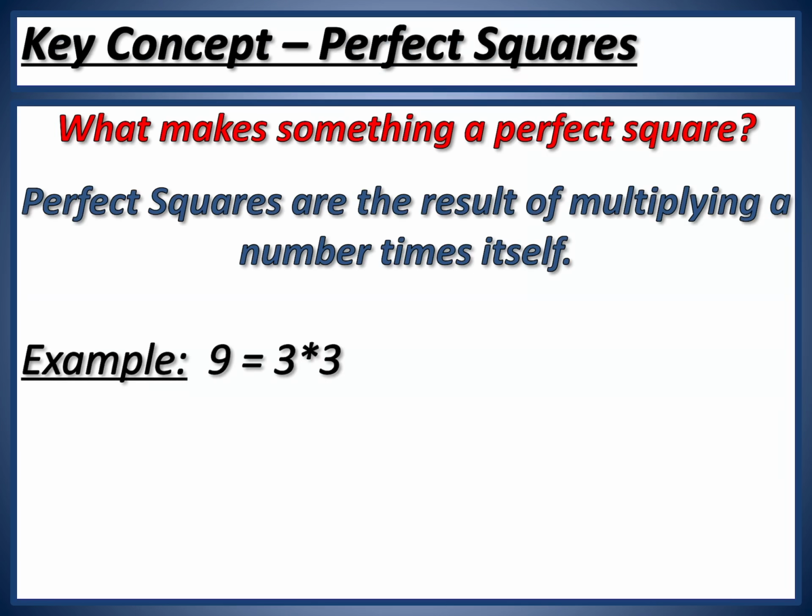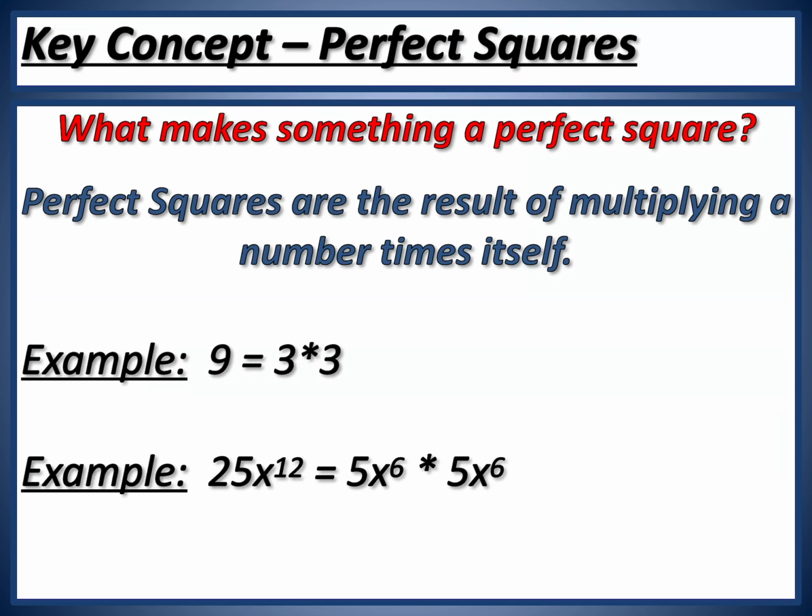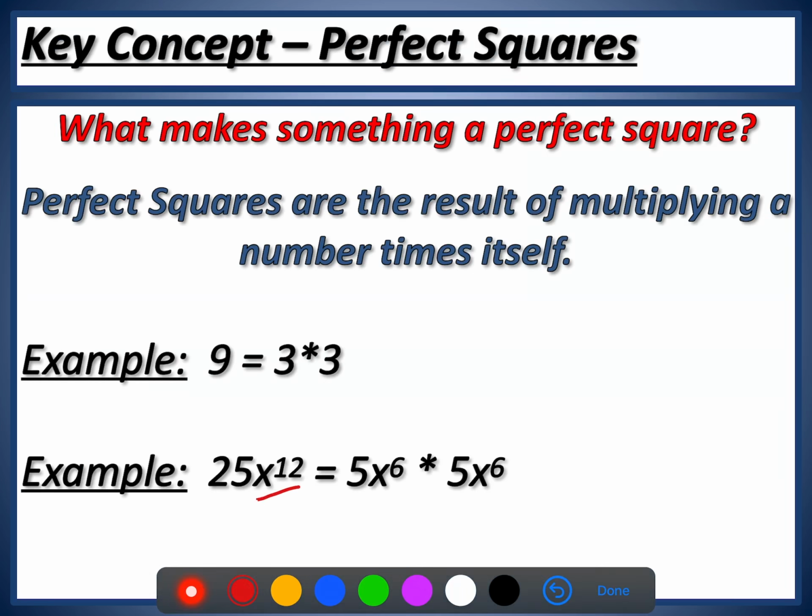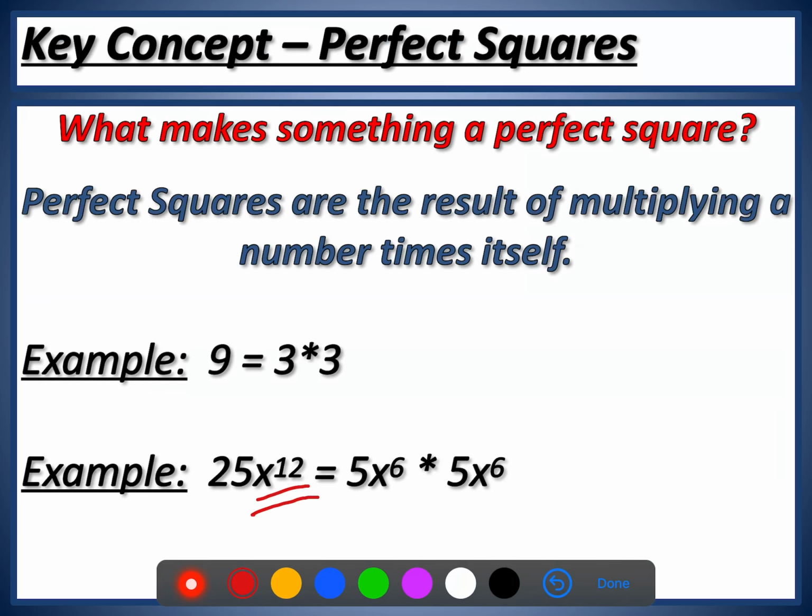So we know that something is a perfect square if it's multiplied by itself, right? 9 is 3 times 3. Same rules apply for a variable now. 5x to the 6th times 5x to the 6th. Remember your exponent rules back from Unit 6. When we multiply, we add together our exponents. So something like x to the 12th is technically a perfect square variable.